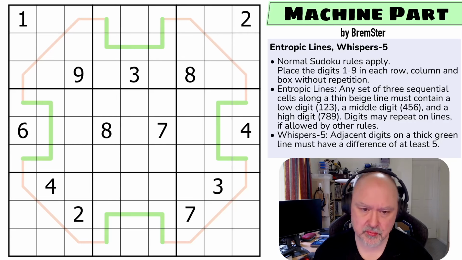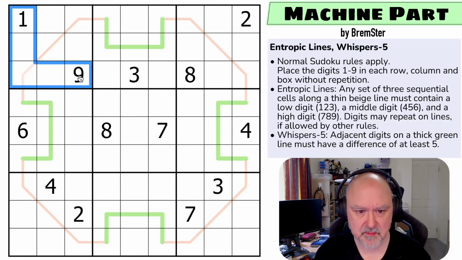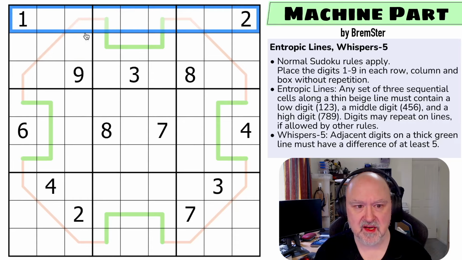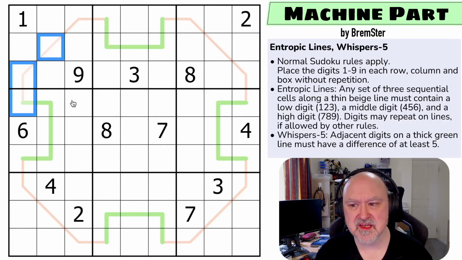But let's just get into the rules and try the puzzle. So what do we have? Normal Sudoku rules apply, so in every box, in every row, and in every column, the digits 1 to 9 must be placed without repetition. We've got entropic lines, so any set of 3 sequential cells along a thin beige line.